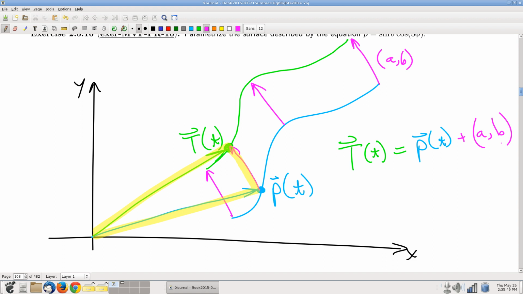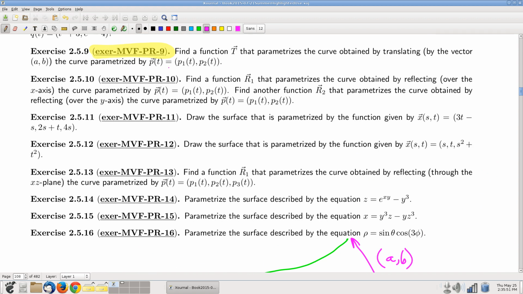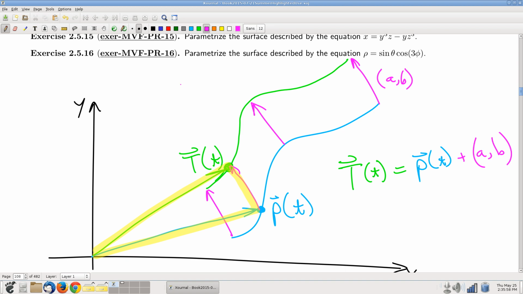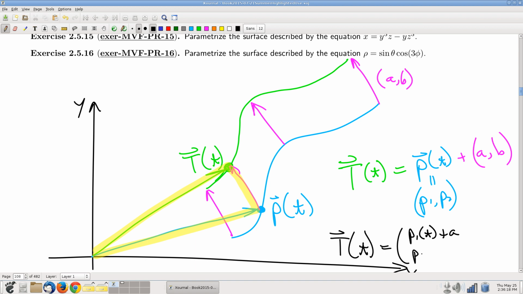And so now we were given specifically that the parameterization there has coordinates P1 and P2. So let me write that down. This is P1, comma P2. And so all together then, I'll just switch to black, T of t is P1 of t plus A, P2 of t plus B.